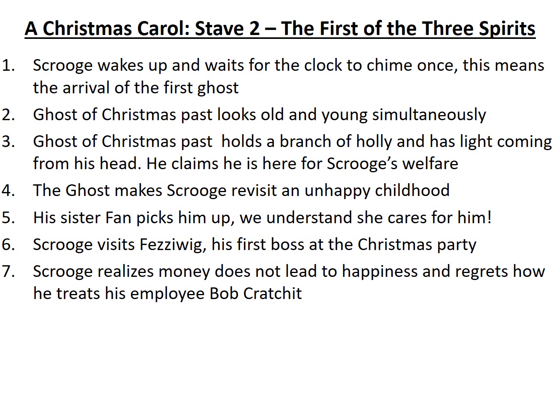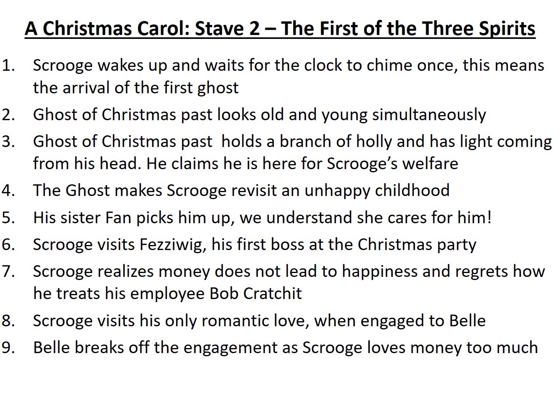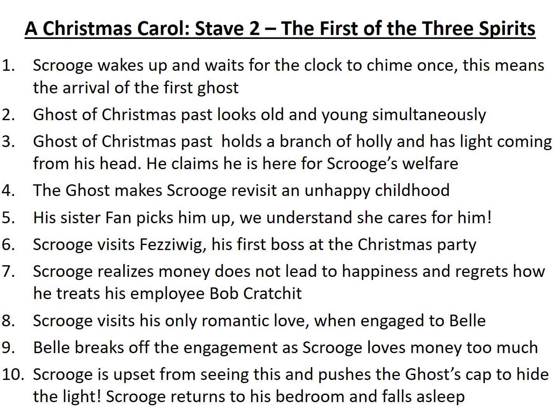Scrooge visits his younger self, as we've already considered, but he also visits his young man self when he's engaged to Belle. Now, Belle actually breaks off the engagement to Scrooge, as she realises he loves money too much, and Scrooge is then forced to see that she's married again, has a happy life elsewhere. Scrooge is really traumatised from seeing this stuff, and it pushes the ghost to a new level of power. We know that the ghost has impact, but Scrooge pushes the ghost's cap to hide the light at this point. He's been frustrated by the light for a while, and now he does it. Scrooge, traumatised and now left alone, returns to his bedroom and falls asleep.